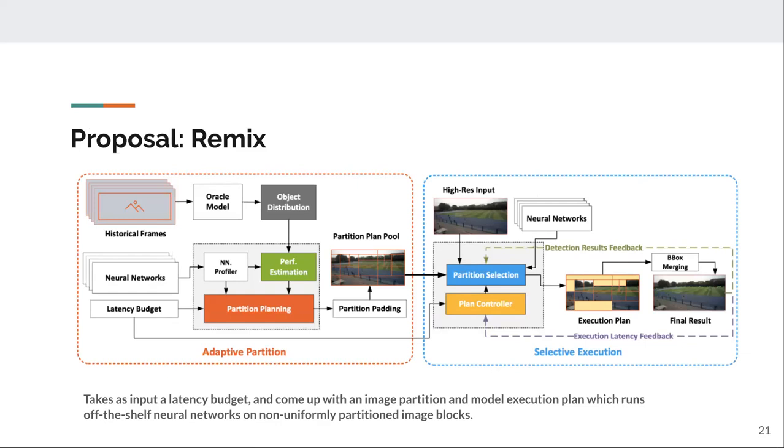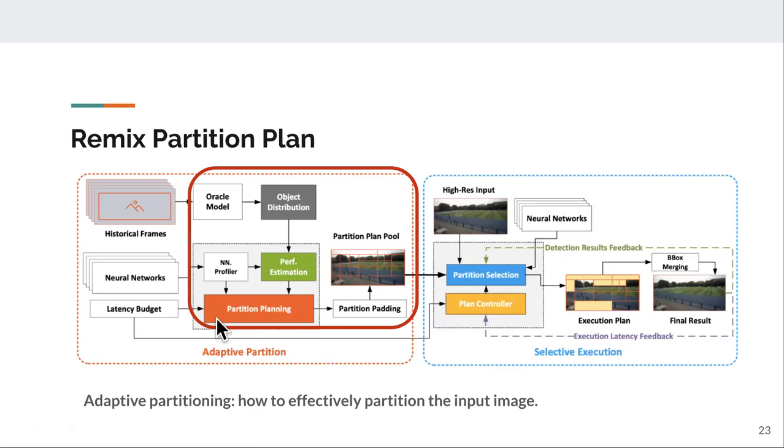So here's the proposal, named ReMix. It takes an image and a latency budget, and then comes up with an image partition and model execution plan, which runs the neural networks on non-uniformly partitioned image blocks. Let's look at this diagram in greater detail. It includes two main components, adaptive partition and selective execution. Let's look at adaptive partitioning, how to effectively partition the input image. We can compare this approach to uniform partition.